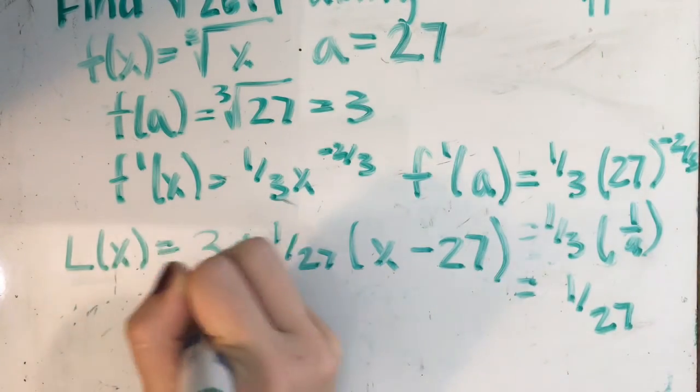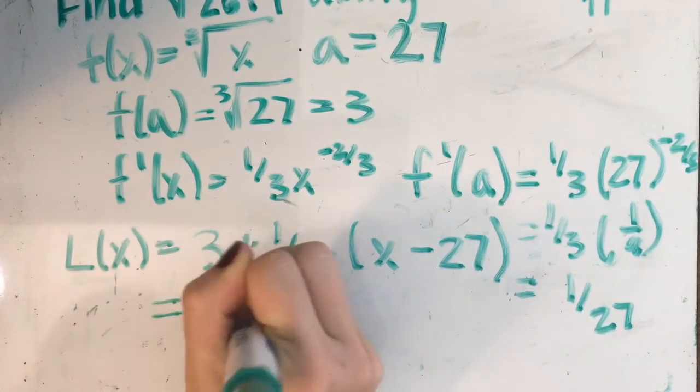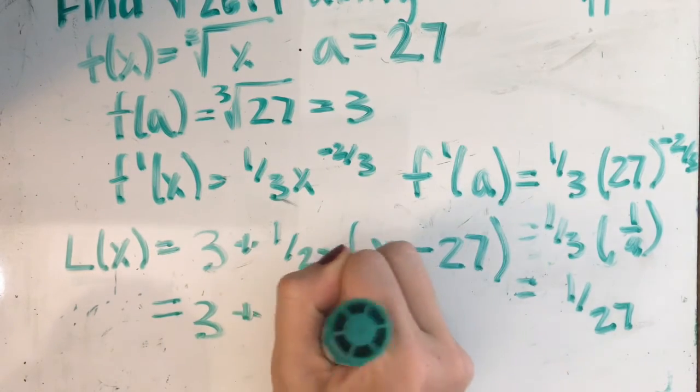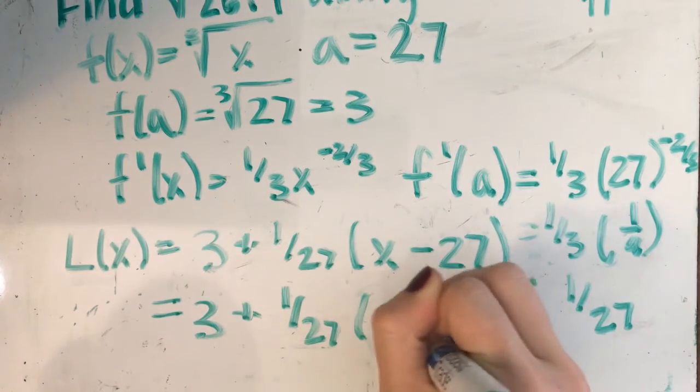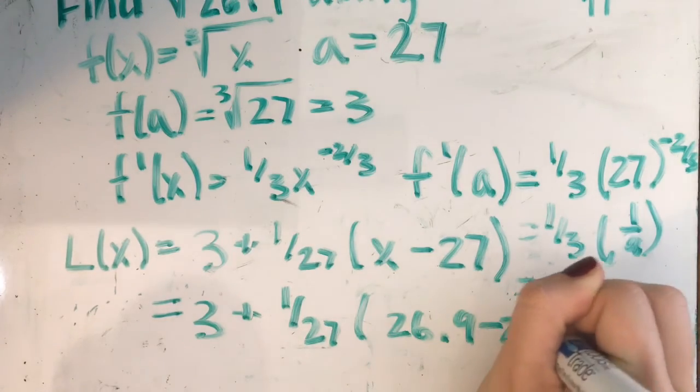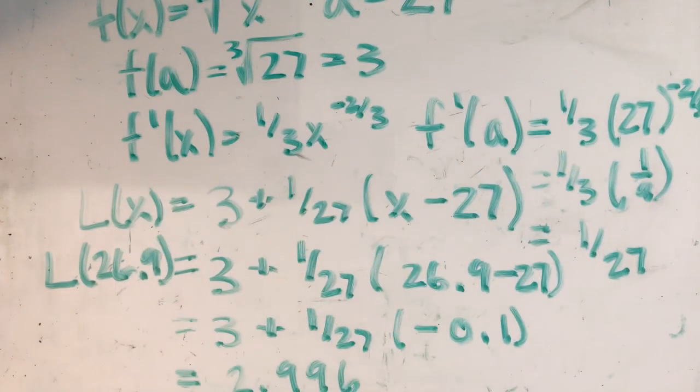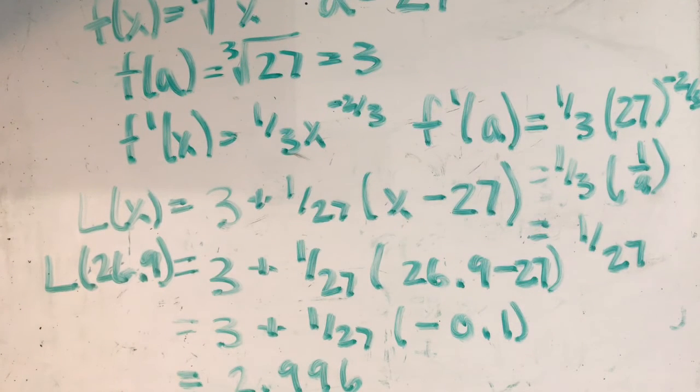From here, we can plug in 26.9 to get 3 plus 1/27 times 26.9 minus 27. From here, we can just simplify and find that 3 plus 1/27 times negative 0.1 equals 2.996. In this way, linear approximation provides us a means of finding cube roots of unmanageable numbers.